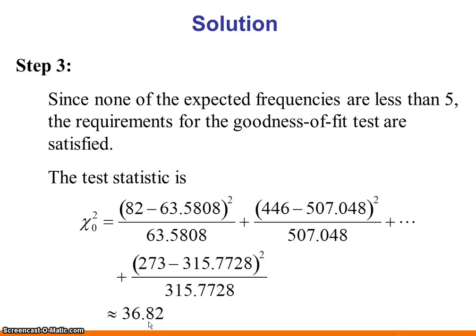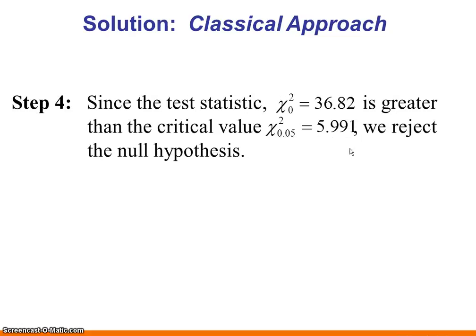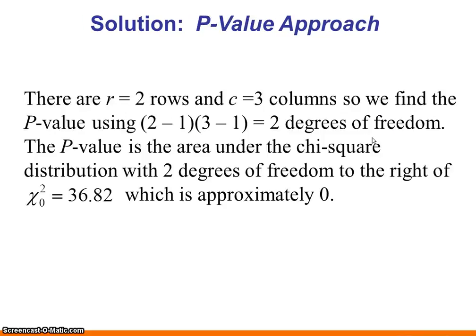And then at this point we can use either the classical or the p-value approach as you prefer. So using the classical approach, we need to look up the chi-squared value for our alpha value, which is 0.05. Remember, this will be for 2 degrees of freedom in this case, so that should give you a value of about 5.991. And since the test statistic in this case is greater than the critical value, we will reject the null hypothesis.